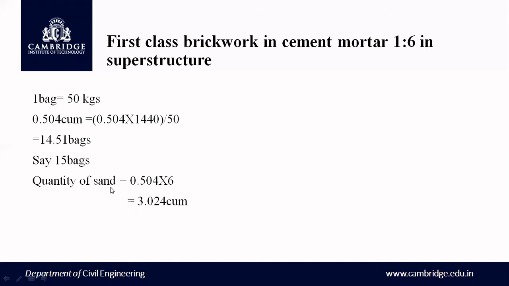Next step, quantity of sand. Quantity of sand is equal to quantity of cement multiplied by sand ratio. Sand ratio is 6. By calculating this, we'll get 3.024 cubic meter. This can be converted into CFT by multiplying by 35.3147. We'll get it in terms of CFT.